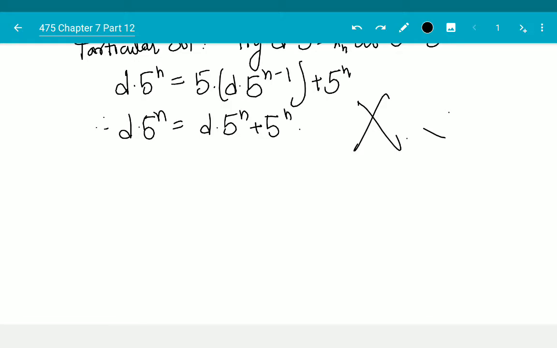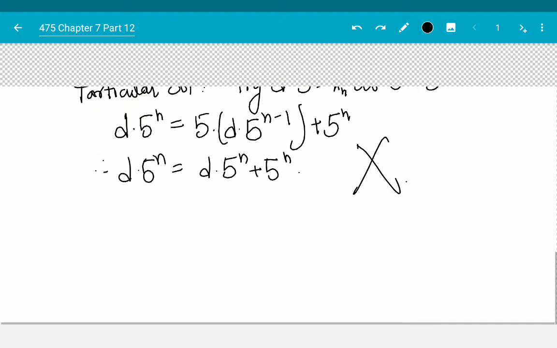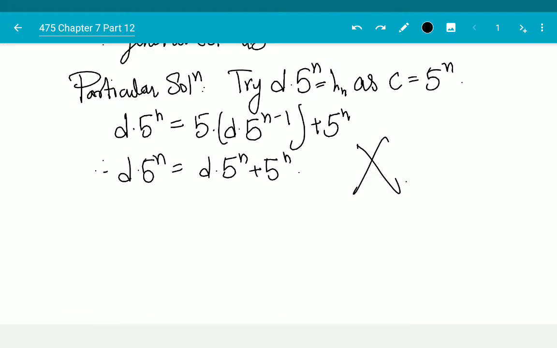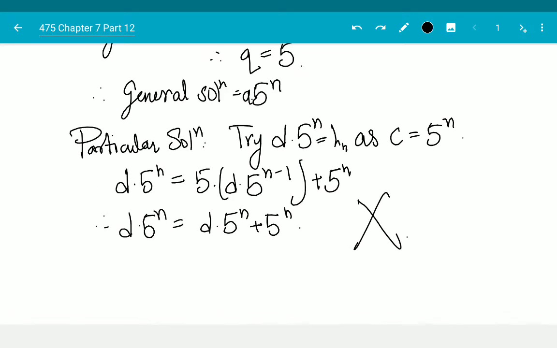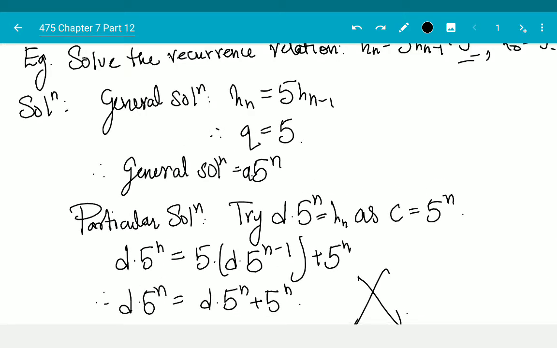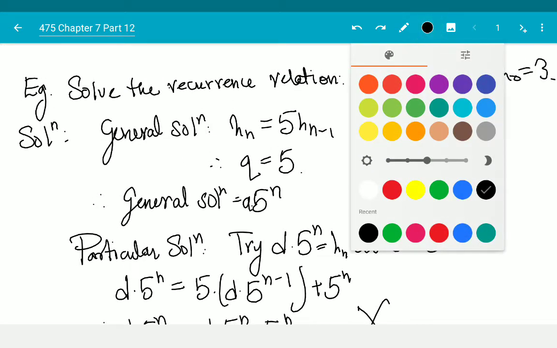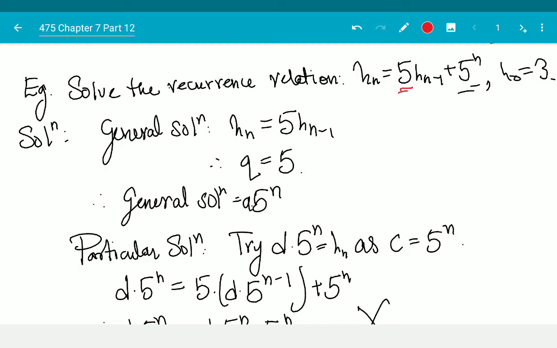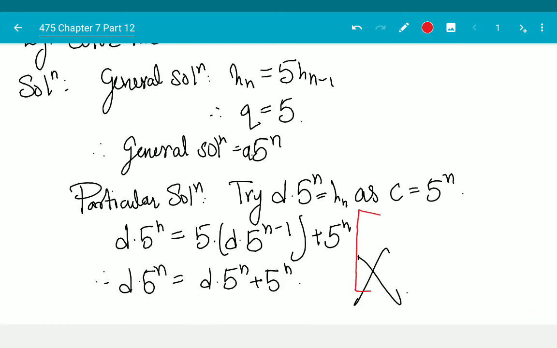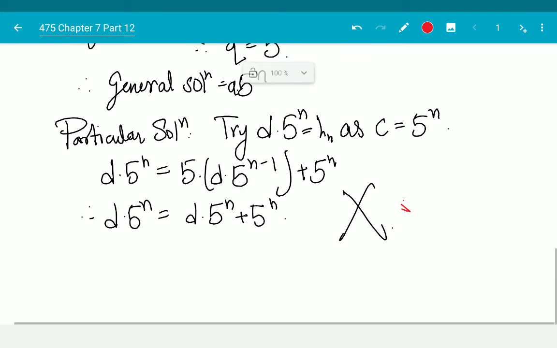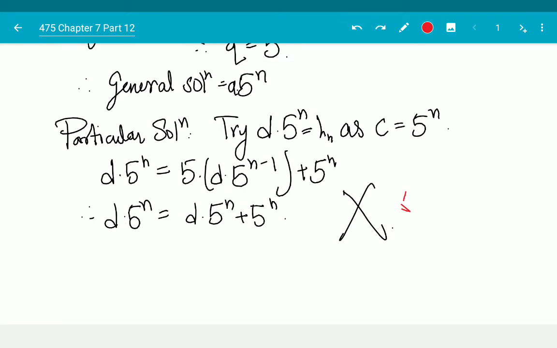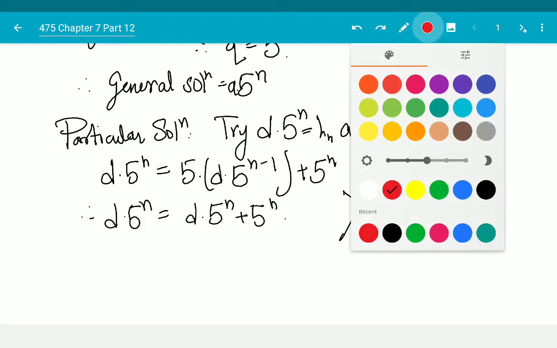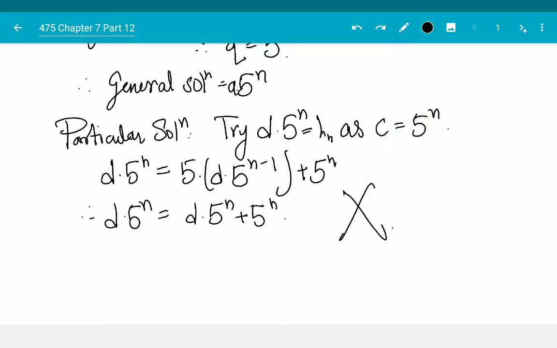That's a big fat no-no. And so I need to try something else. This is not working. And the reason it's not working is this 5 is the same as this 5 to the n, right? And that's creating a problem. It's the same as the problems that I get because of repeated roots in homogeneous polynomials. And I am going to fix it the same way.